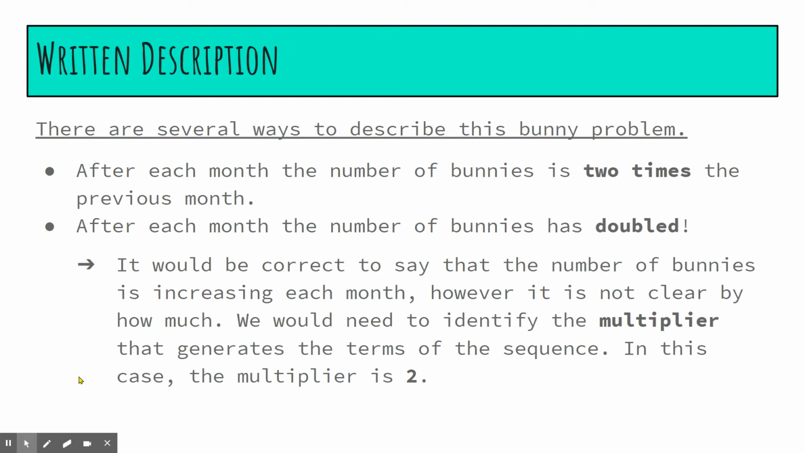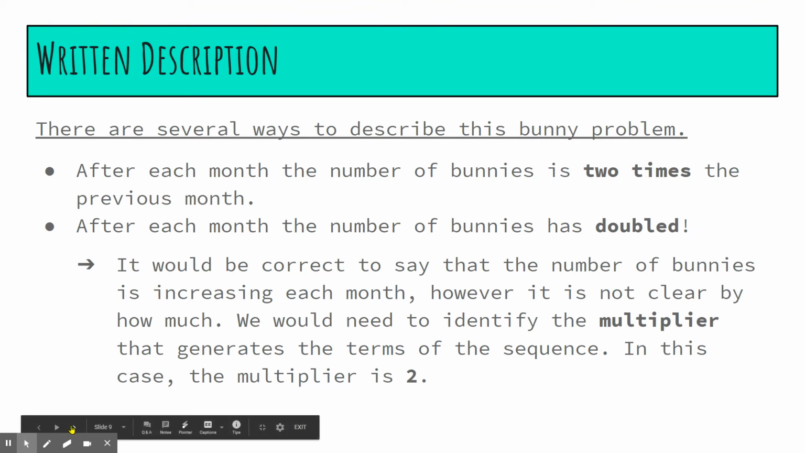It would be correct to say that the number of bunnies is increasing each month. However, it is not clear by how much. We would need to identify the multiplier that generates the terms of the sequence. In this case, the multiplier is 2. So when we say things are doubling, we know that means the multiplier is 2. And it just sounds fancier than saying times by 2, right? What about if it tripled? That would be a multiplier of 3.